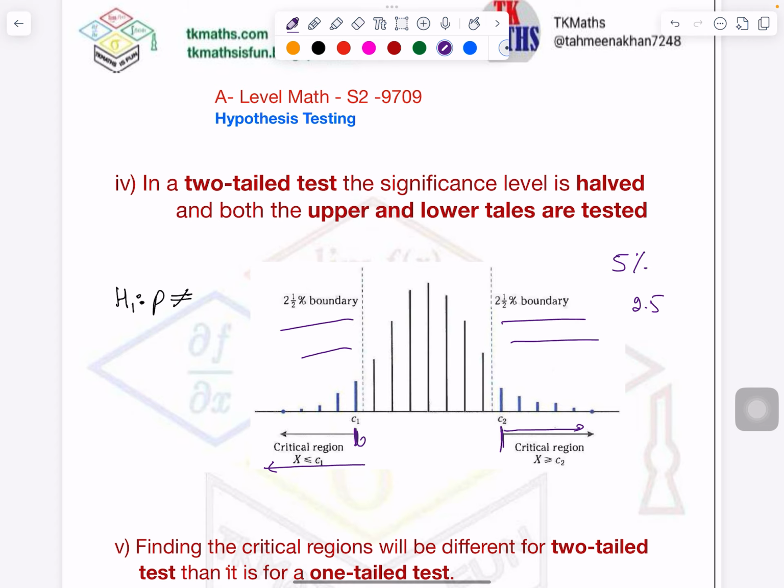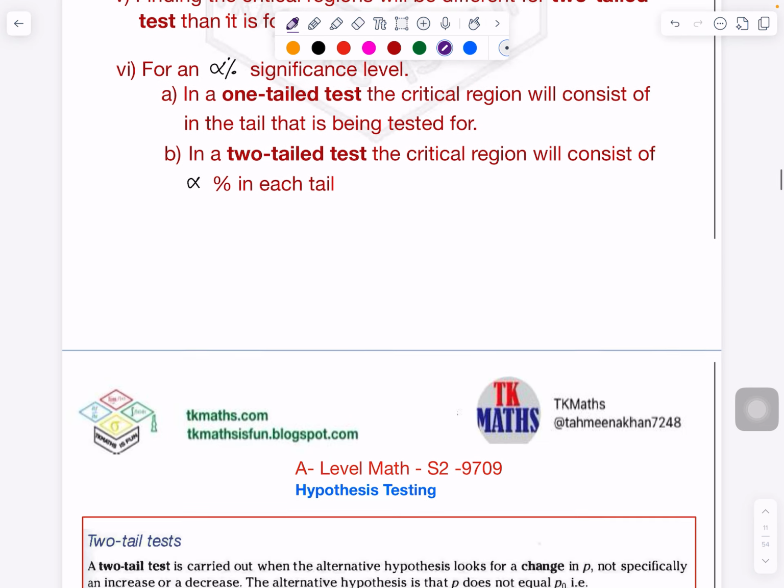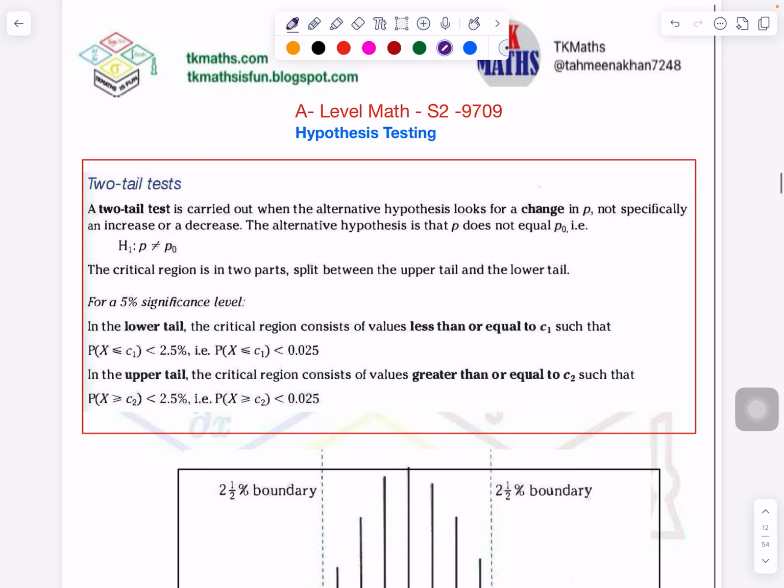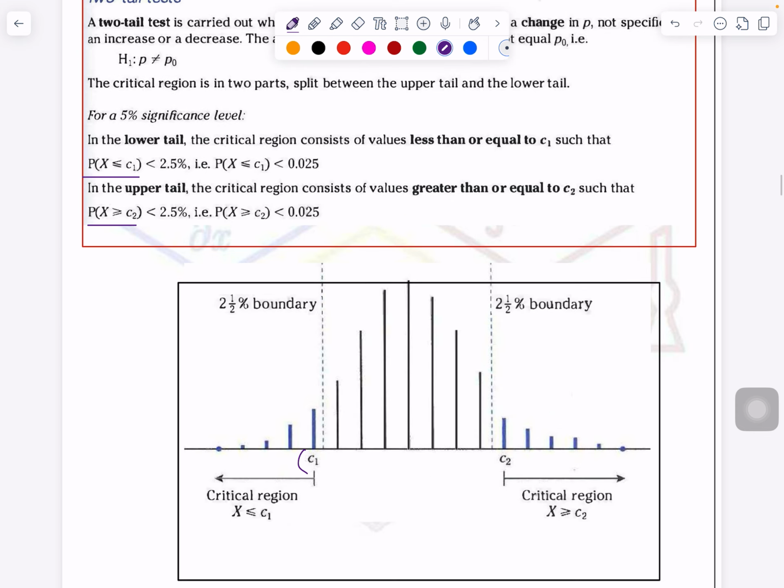But there is a very important thing where students always get confused. See here how this line is written: probability of x less than or equal to C1 or probability of x greater than or equal to C2. C1 and C2 are the values which are falling within the critical region. But what is written here? Less than 2.5%. And you should understand why this is always less. It has nothing to do with what inequality symbol you're using here.